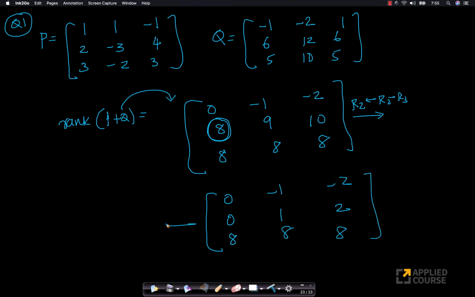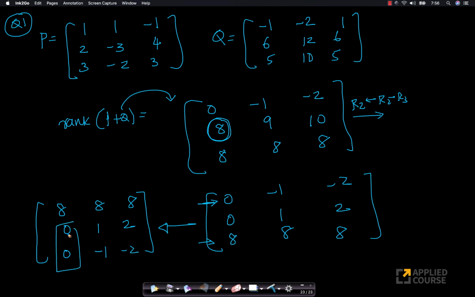But now I can also perform the swapping operation. If you recall the swapping operation, to convert this into echelon form, I'll make row 3 as row 1. I'll swap these two rows, because I want to get into the echelon form. So 8, 8, 8, 0, 1, 2. Now this is looking good. 0, minus 1, minus 2. So the first row, this is non-zero. Everything else is 0.